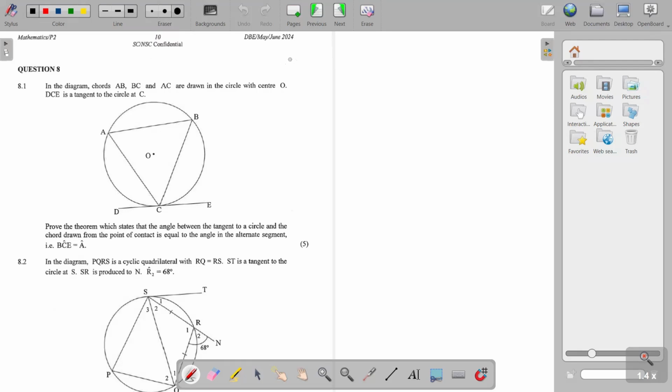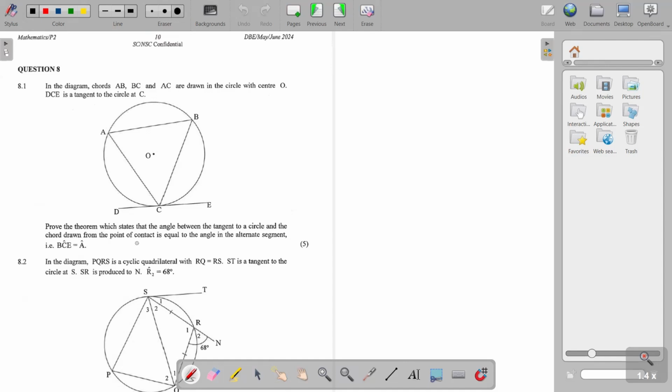All right, today we are going to do paper 2 from June 2024, the paper which was written as supplementary. We are going to concentrate on Euclidean geometry. So if we check the question that we have here, question 8.1, we are told in the diagram, chords AB, BC, and AC are drawn in the circle with center O. Then you are also given that DC is a tangent to the circle at C.